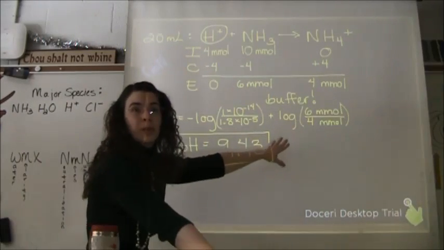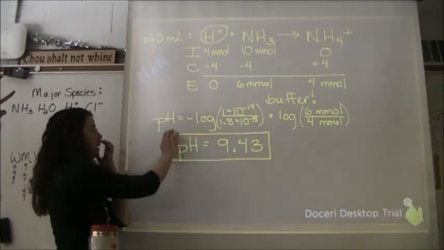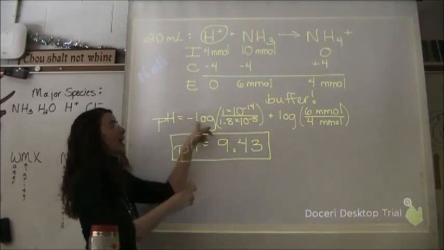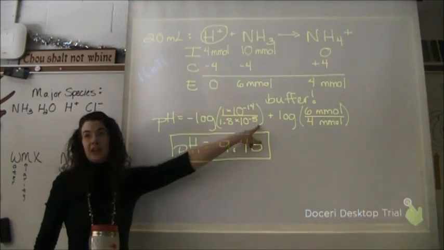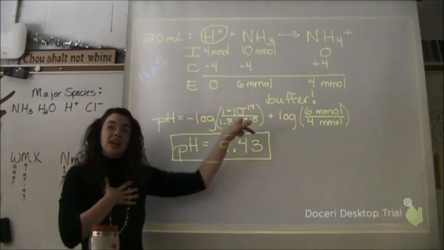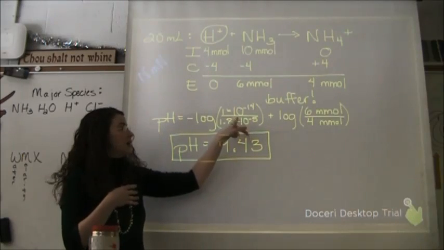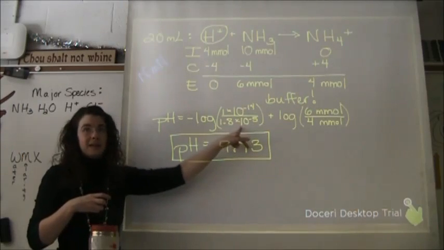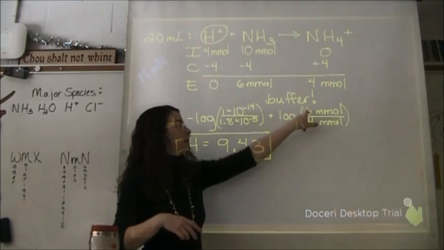The way it is written on your equation sheet says pH equals pKa, and that's why I did this. I was not given a Ka, so I had to find it. Plus log of base over acid.